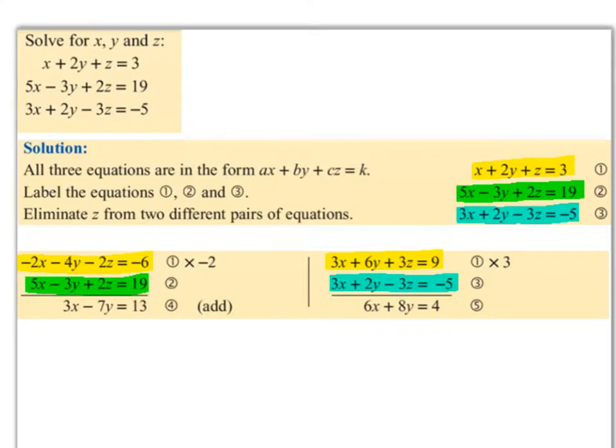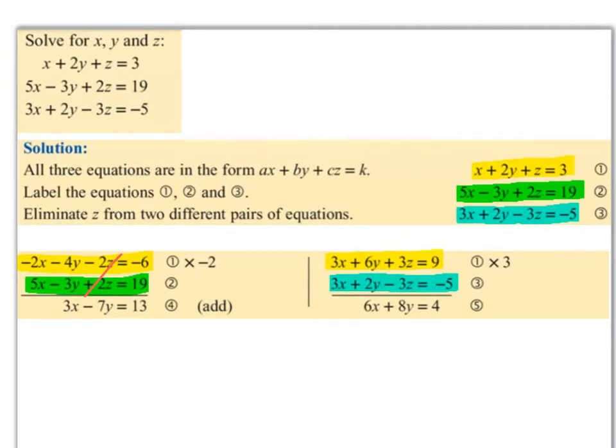Now we see that our z's will cancel. Minus 2z plus 2z will cancel. Then minus 2x plus 5x is 3x, minus 4y minus 3y is minus 7y. Then we have equals, and minus 6 plus 19 is 13. So now we have an equation in terms of x and y. We can call it equation 4.